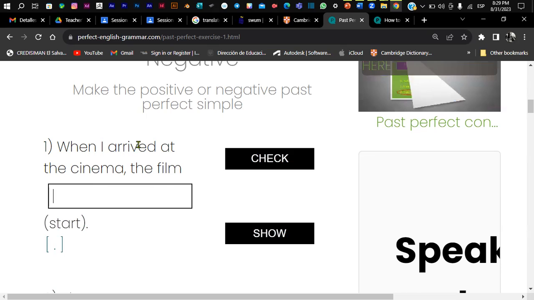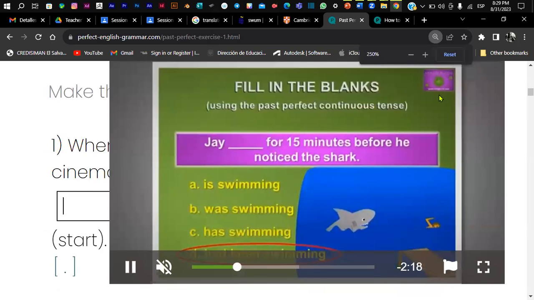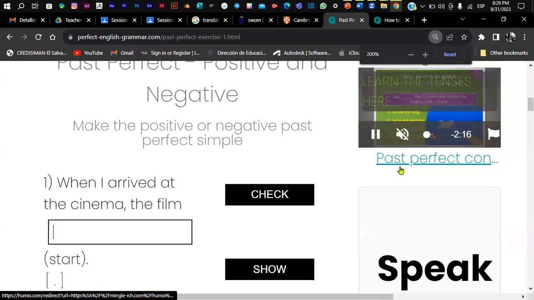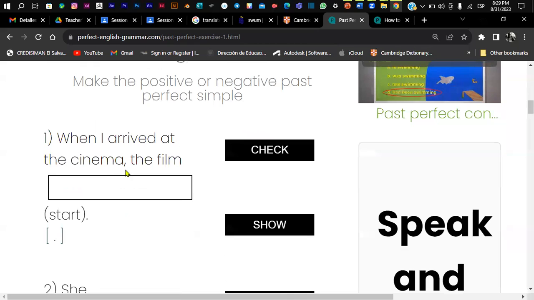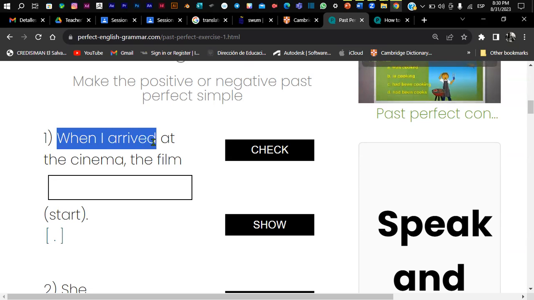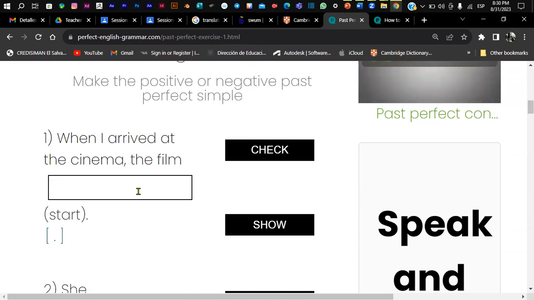When I arrived, okay, we are going to try to pronounce the participle of the regular verbs or the irregular, don't worry. Okay, again, please. When I arrived at the cinema, the film. Arrived. Arrived. Okay. What is the answer for number one?